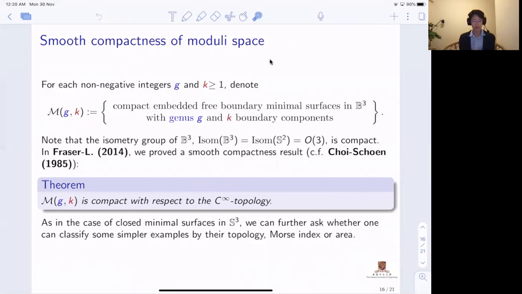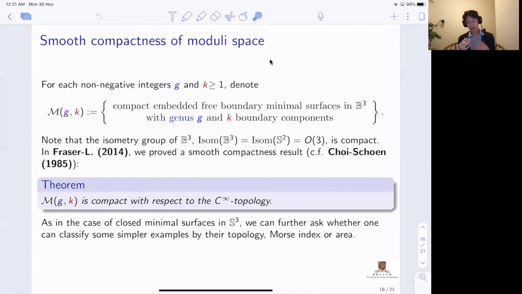Okay. So in joint work with Fraser in 2014, we proved a smooth compactness result for this moduli space, similar to the ones obtained by Choi and Schoen for closed minimal surfaces in the sphere. So we show that this moduli space, M_{g,k}, is also compact with respect to the smooth topology. Right. So of course, we can also formulate a conjecture that modulo the ambient isometry, this is indeed a finite set. Okay, but so far we don't have any more progress towards this other than this theorem.